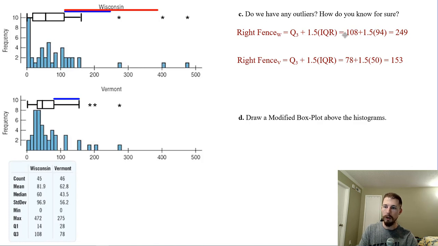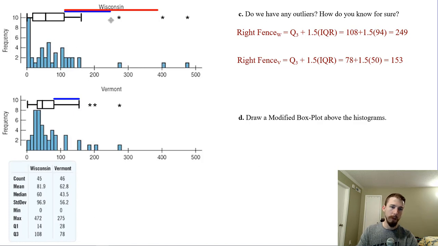So our IQR for Wisconsin, so I did a subscript W, is going to be 94. So 94 times 1.5, then add that to 108, which is going to give us a right fence, or an upper bound or an upper limit for an outlier, in order for it not to be an outlier, is 249. So that's going to be this blue part right here. And then for Vermont, that's going to be right here, which is going to be 153.